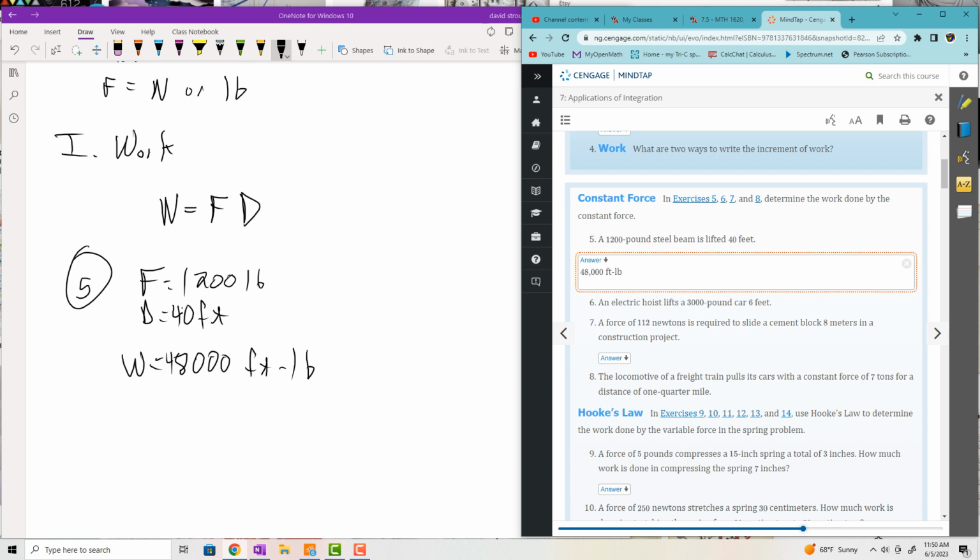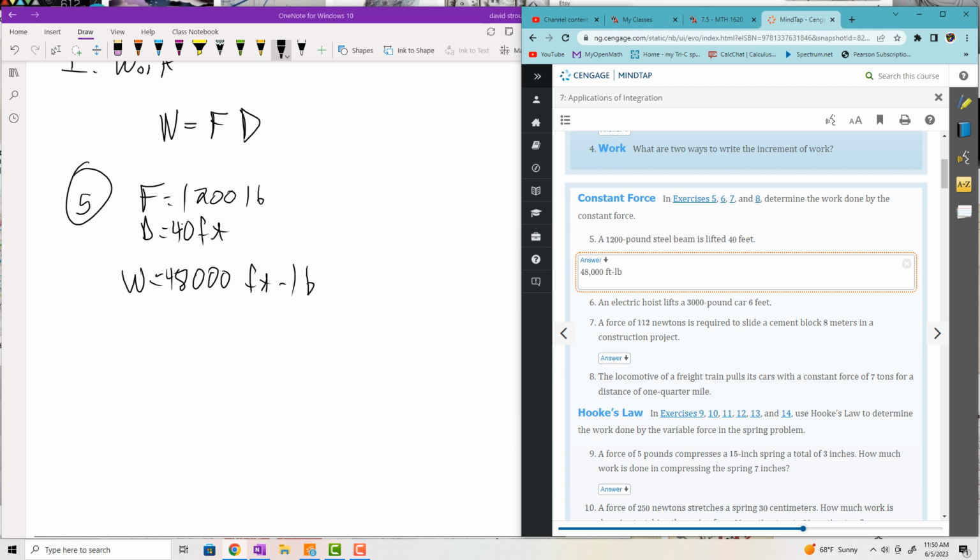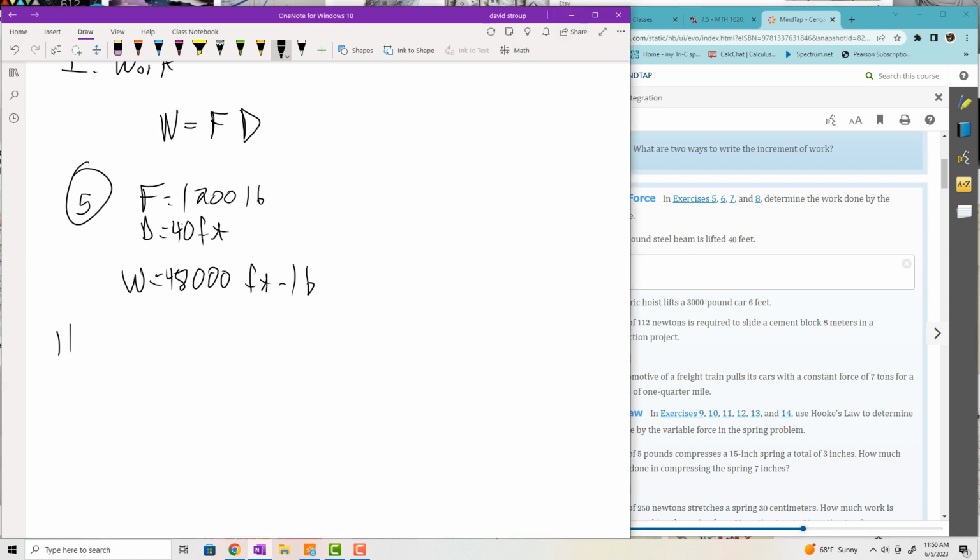Ultimately we won't have just a constant force. Those problems are a bit silly, a bit too easy. Those are high school problems. We want to consider variable force problems, and we'll use integration in order to figure out the work done.